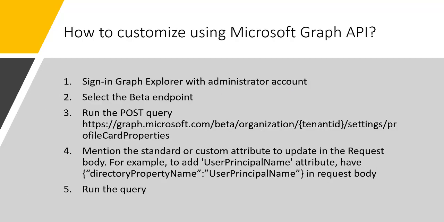Let's see how to customize the profile card using Graph API. We are going to use the Graph Explorer. First thing is we need to sign in to Graph Explorer with the tenant administrator to update the profile card property. Then select the endpoint as beta. Here we run the post query to update the profile card property. In the request body, we need to mention the additional attribute which you are going to add in the profile card.